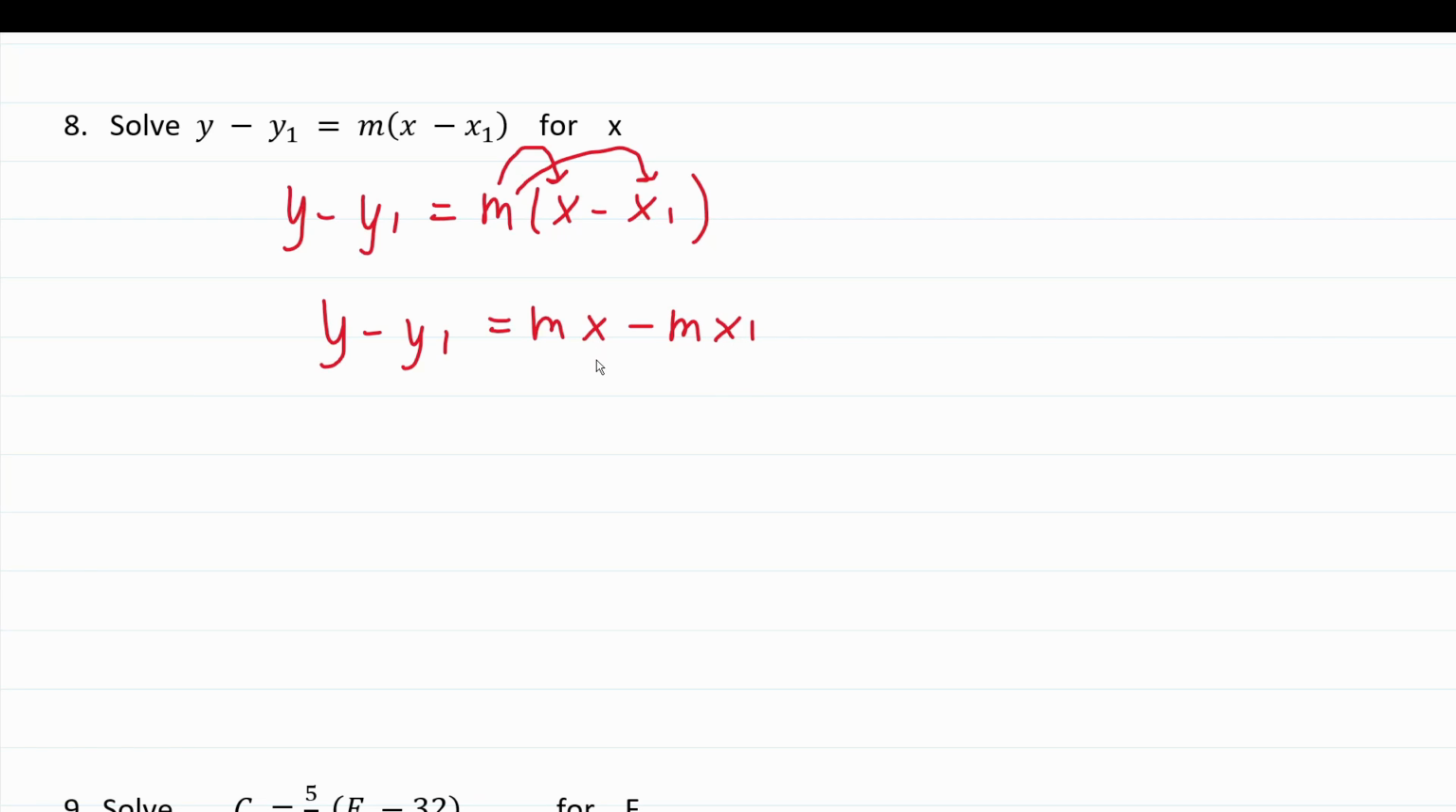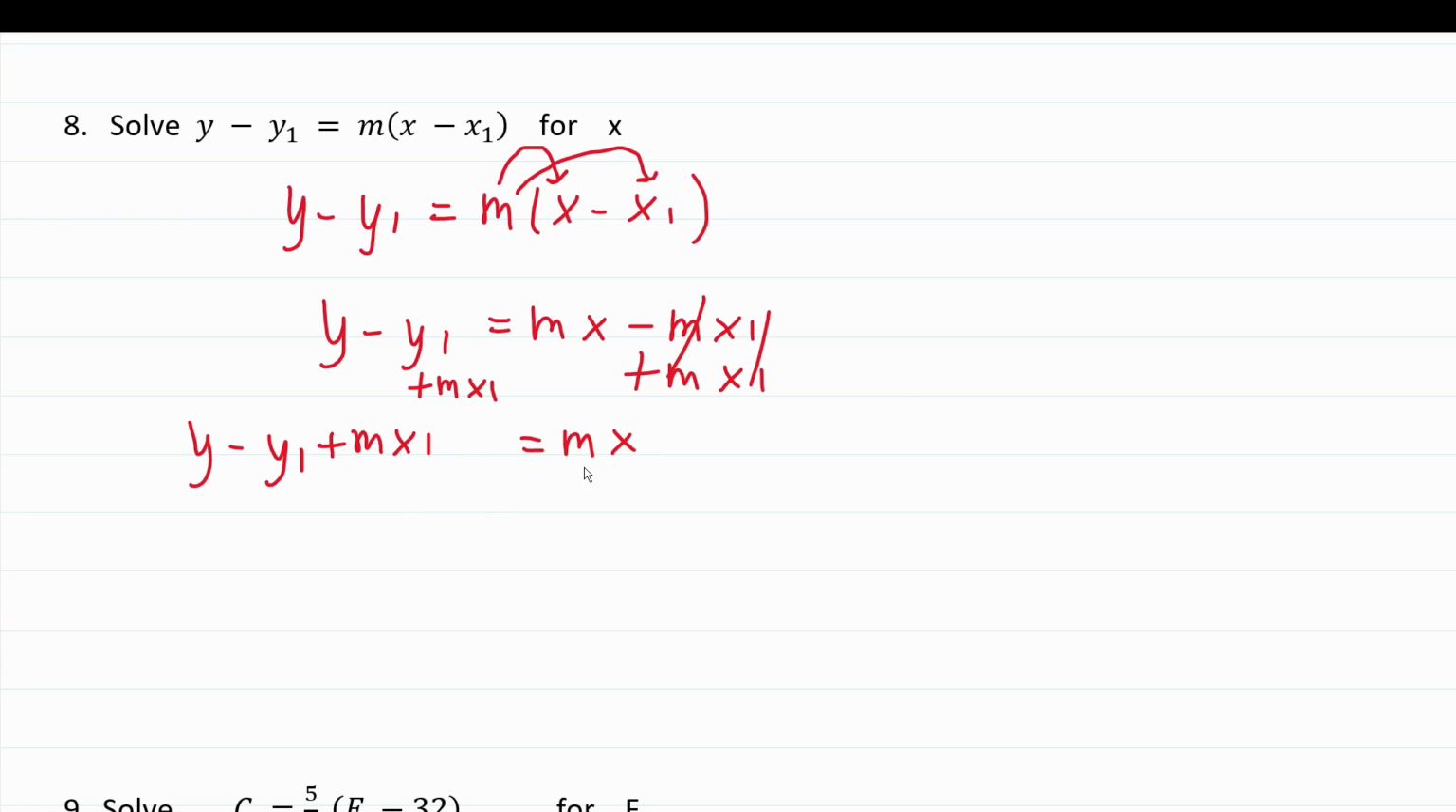All right, we're solving for x at this point, so we want to get rid of this minus mx1 from this side. Again, we do the opposite operation to move it to the other side. This is minus, so we're going to do plus mx1 to both sides here. This crosses out here, leaving you with just mx on this side. And as we can see, mx is y minus y1 plus m times x1.